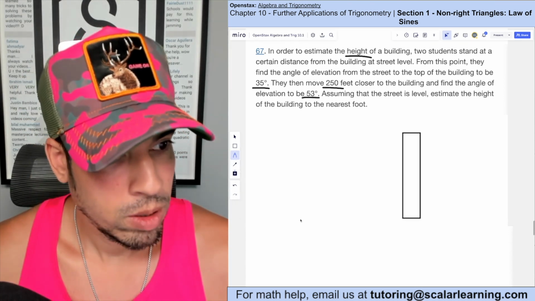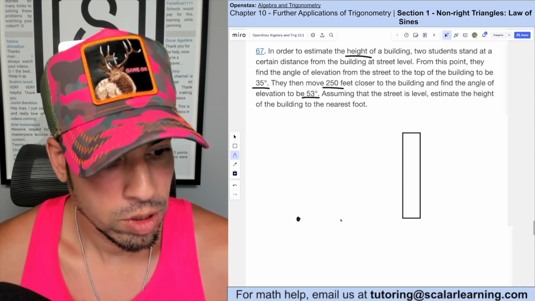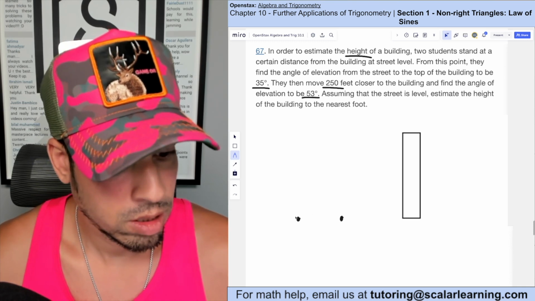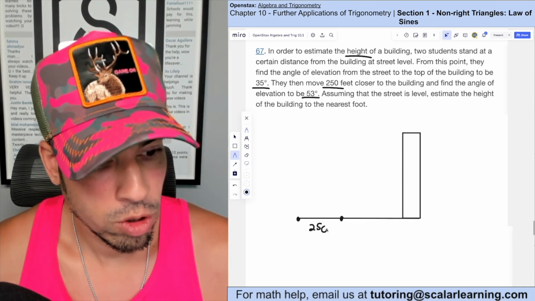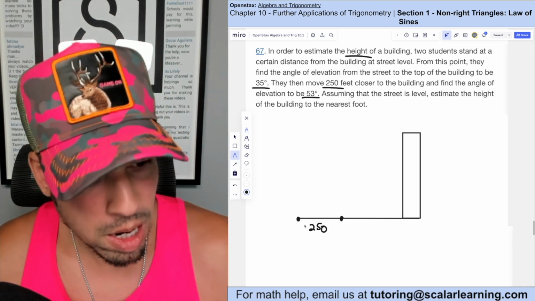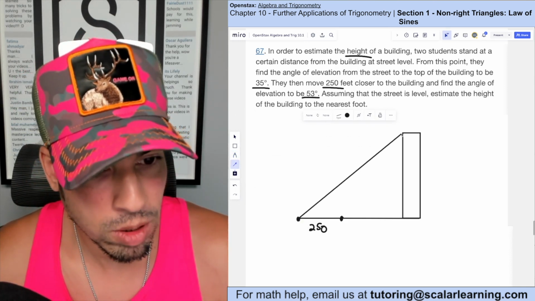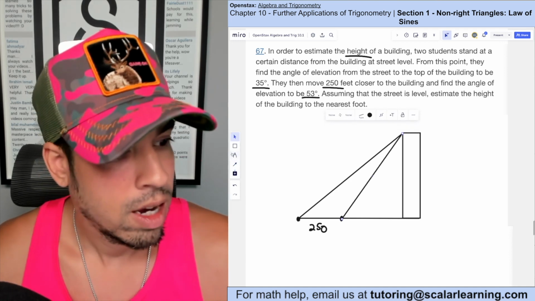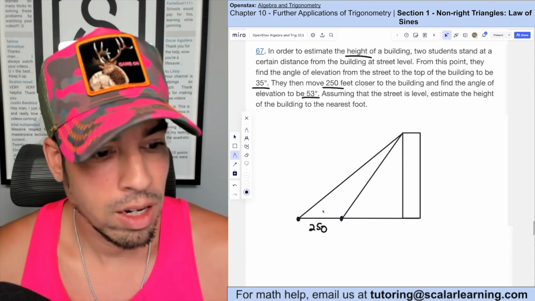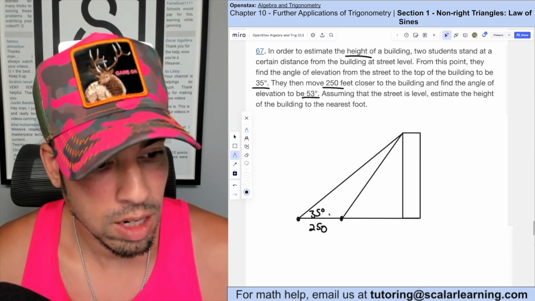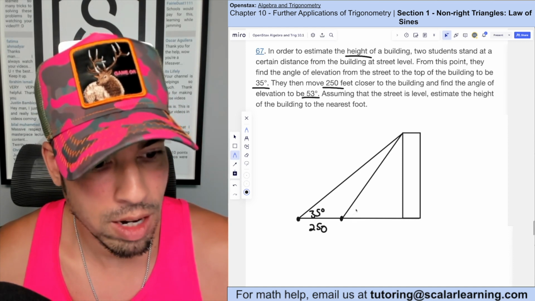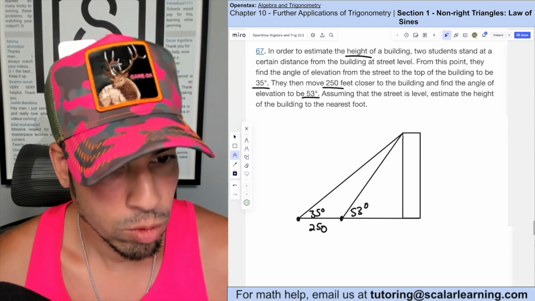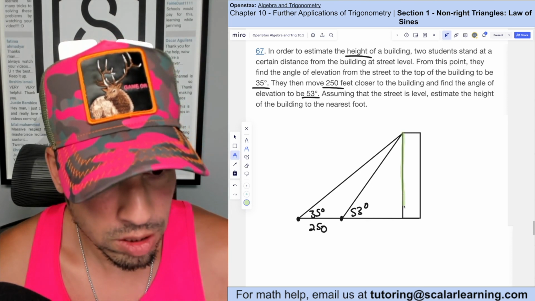So here we have our building, and then here is where the first person is standing. Here is where the second person is standing. And they are 250 feet apart, these two different spots. And then they're both looking at the top of the building. So they're looking like that and looking like this. And the thing is, they said the first angle is 35 degrees. And then as you move 250 feet closer, now it's 53 degrees. And again, we're trying to find the height of the building, which is this value.